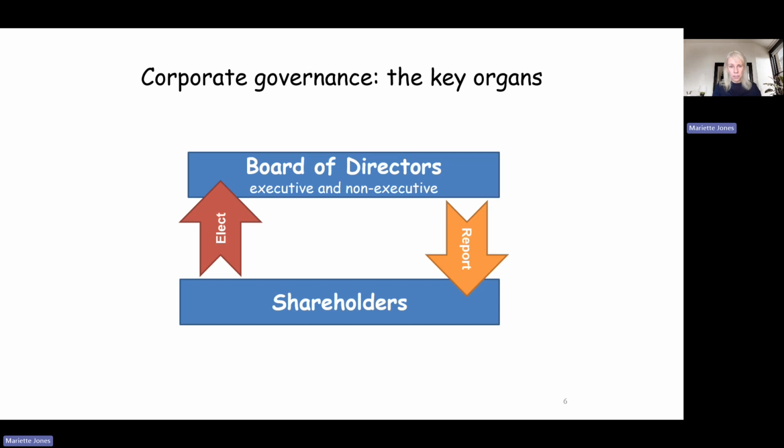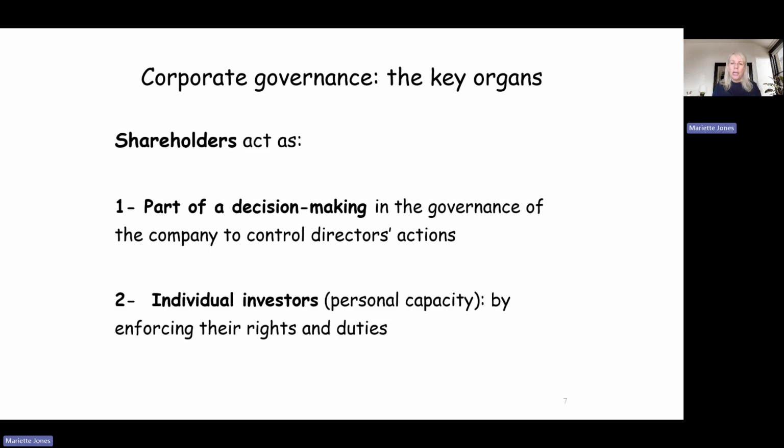The two main organs are the directors and the shareholders. The board of directors reports to the shareholders, whereas the shareholders in turn elect the board of directors, forming a closed loop. Shareholders play two important roles. Firstly, as part of governance, their decisions can control and influence directors. And at the end of the day, remember, shareholders can always remove directors. Secondly, as individuals or individual investors, they exercise their rights personally, such as enforcing duties or challenging decisions. Even minority shareholders have power in this regard.